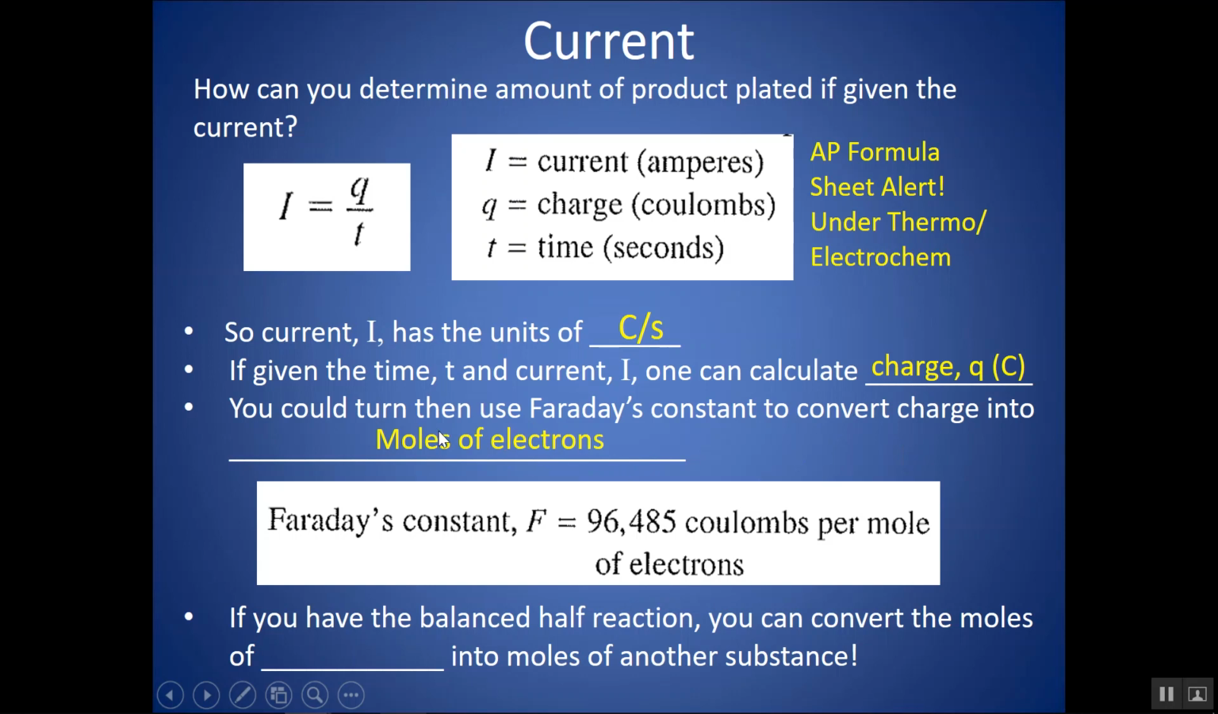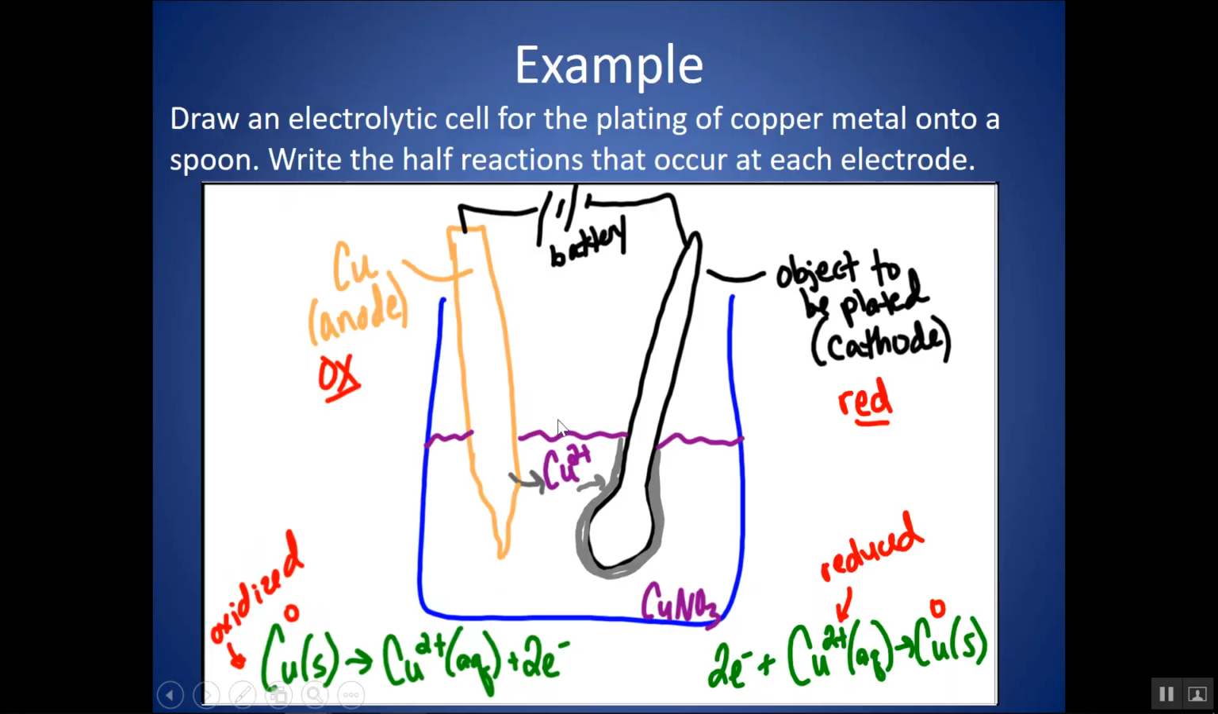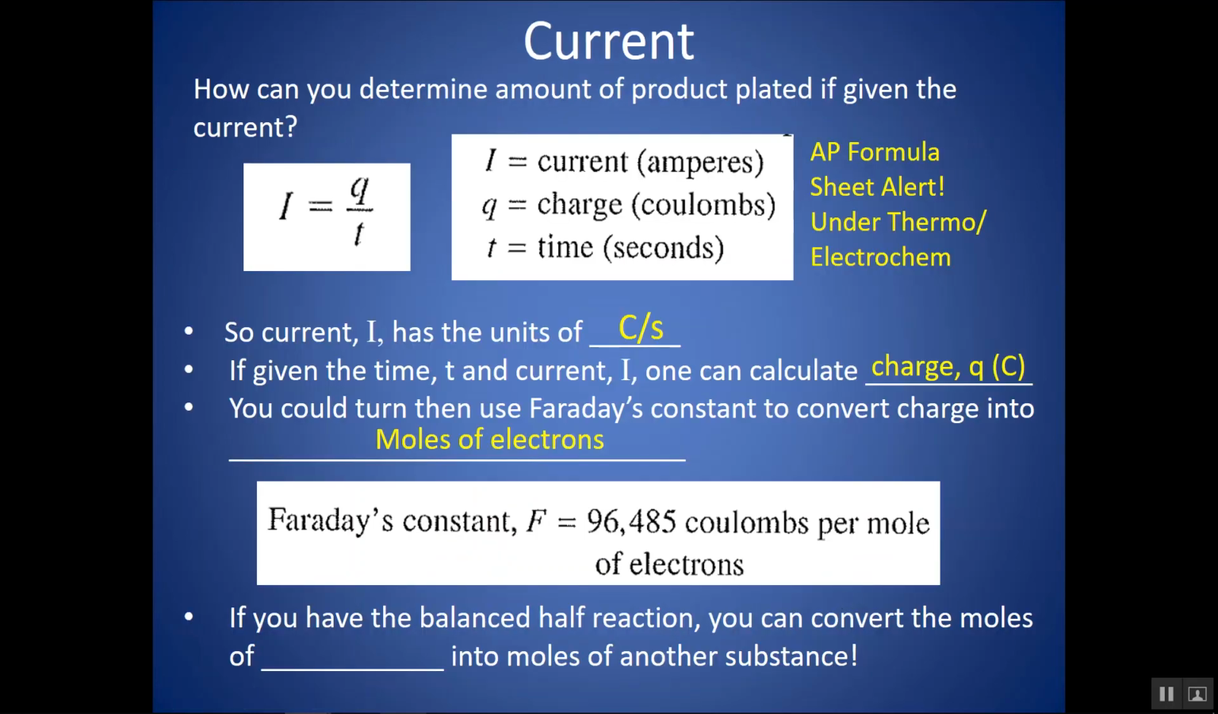And if I have moles of electrons, and I go back to this balanced half reaction, I can figure out how many moles of copper is plated, because I see there's this 2-to-1 ratio in this particular reaction. In any reaction, you can just look at the half reaction. So it's this series of steps. If you have the current and the time, you can find the charge. If you have the charge, you can then use Faraday's constant to find moles of electrons. And with the half reaction, you can then find the moles and then mass of the metal that is plated.